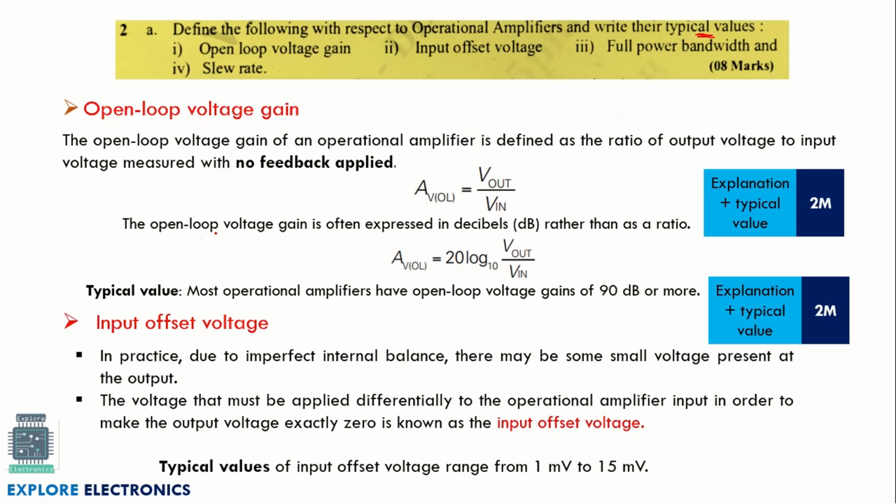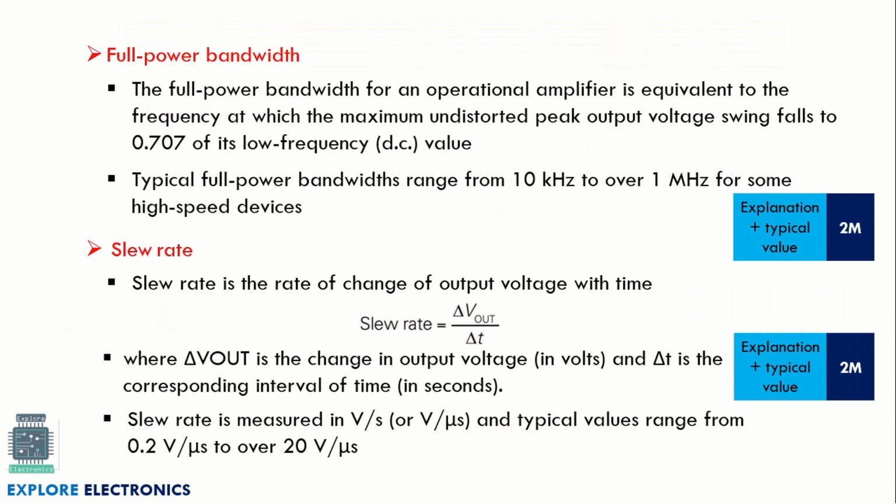So open loop voltage gain, a brief explanation for that and an expression needed you can write. So this is important here. They have asked to write the typical values after defining the parameter. Similarly for everything, the next one is input offset voltage. What is input offset voltage, and then what is the range of practical value. Similarly for the bandwidth as well as slew rate, we need to write the practical values after defining those. So this is how you can answer this question.